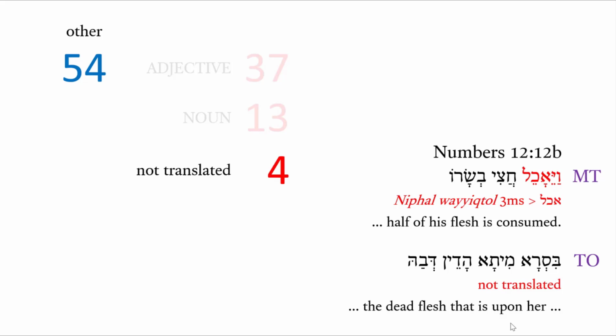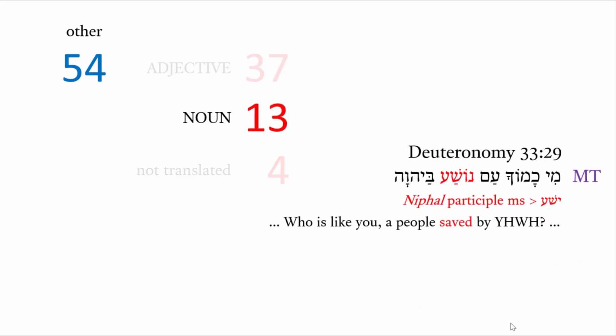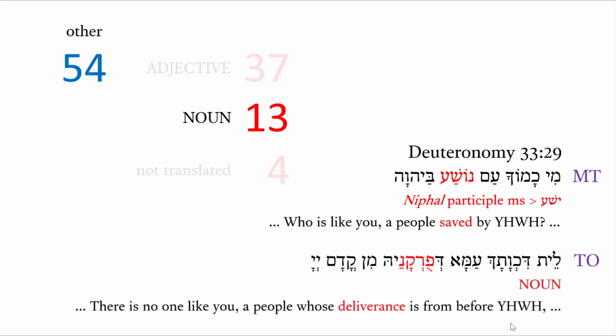This formal correspondence that it seems like we see in Onkelos, he wants to translate. He wants to render something, and just in a few cases chooses not to. Okay, what about using a noun? Deuteronomy 33:29. Who is like you, a people saved by Yahweh, by Adonai? So you see the agent phrase there with the bet in front of Adonai. Who is like you, a people saved by Adonai?